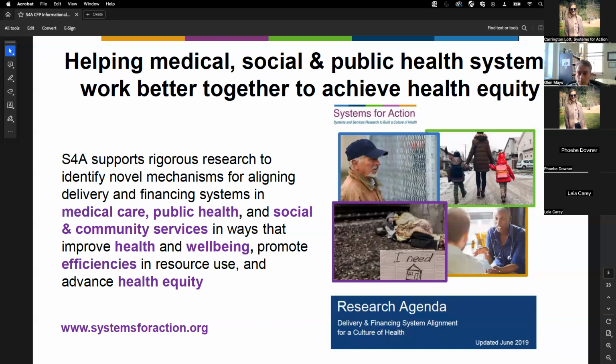communities. We invite you to explore more about our program on our website at systemsforaction.org. On that website, you can get access to our research agenda. You can see descriptions of the kinds of studies that we've funded in the past. And again, we've been up and running since 2015 and have conducted annual call for research proposals over that period beginning in 2016. And so we encourage you to spend a little time on our website getting to know Systems for Action a little bit better.